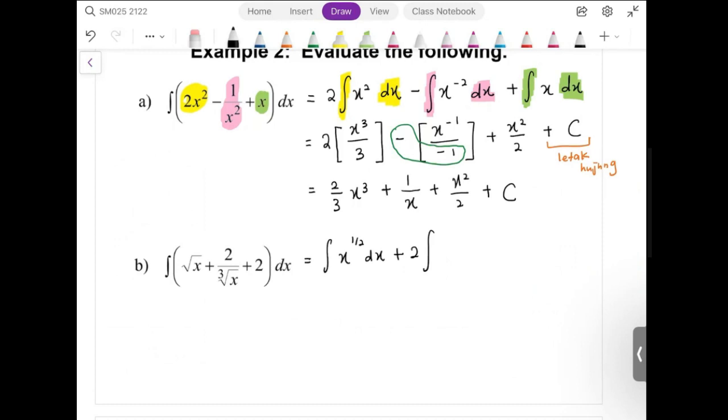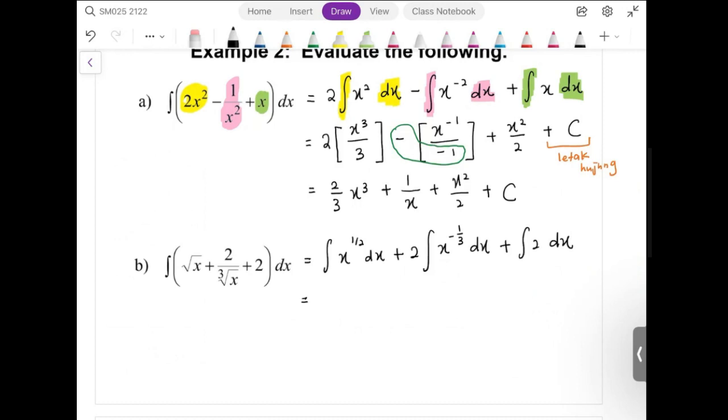Now, our function is cube root of x. Lies on denominator part. So it's involving negative power. So rearrange it back. We get x to the power of negative 1 over 3. And then plus with the last term, we only have a constant 2. Okay. Now we can integrate one by one. Careful, it's involving fraction there.